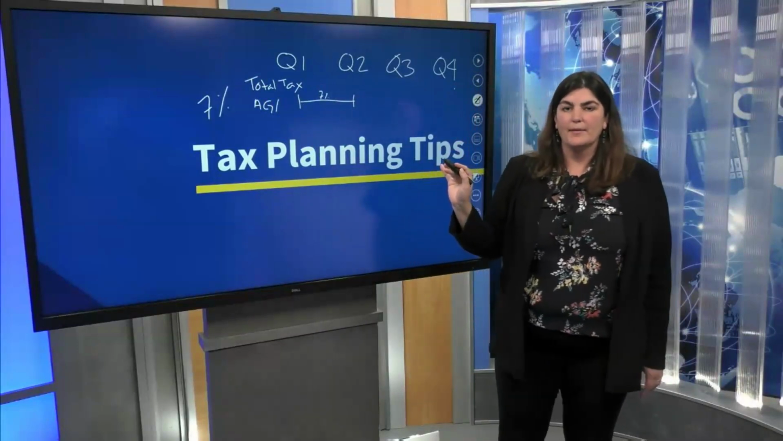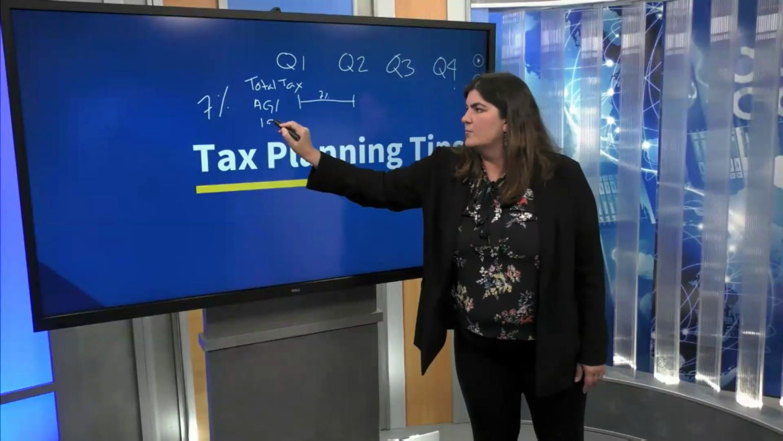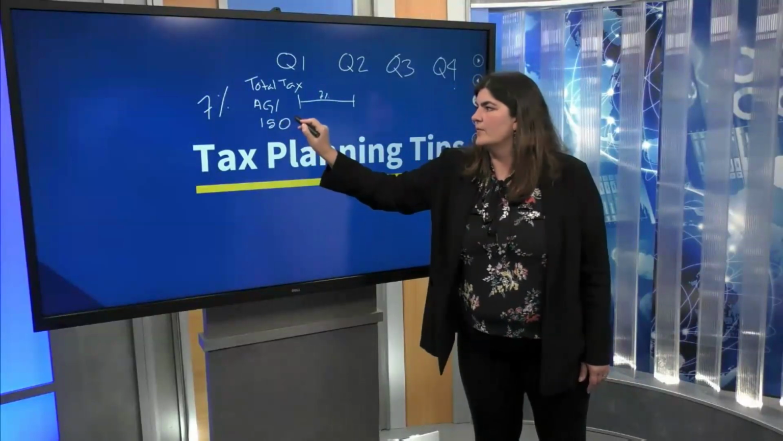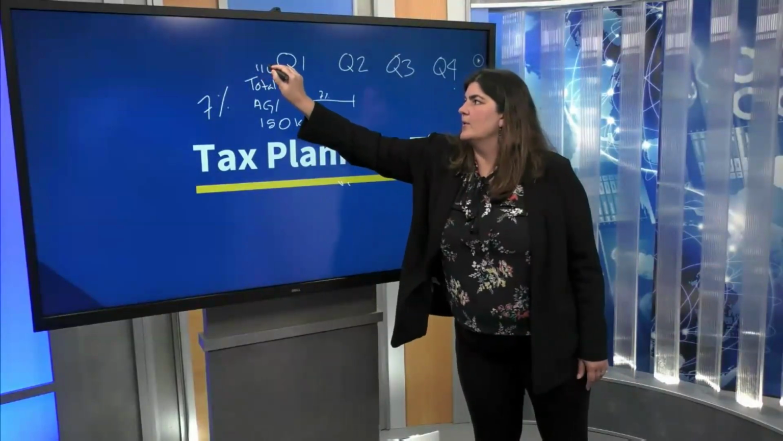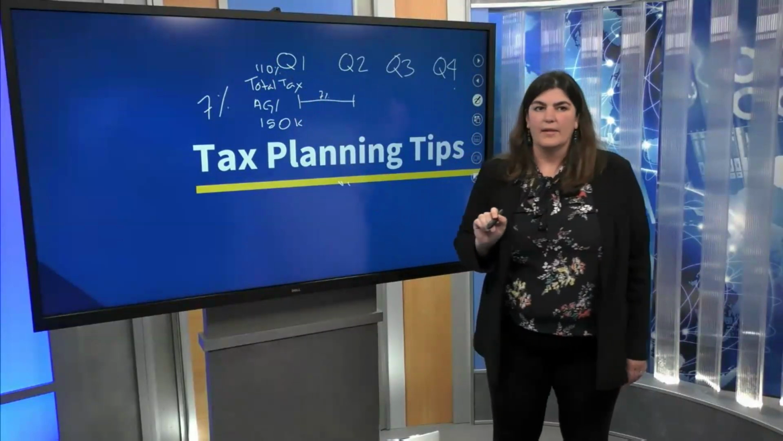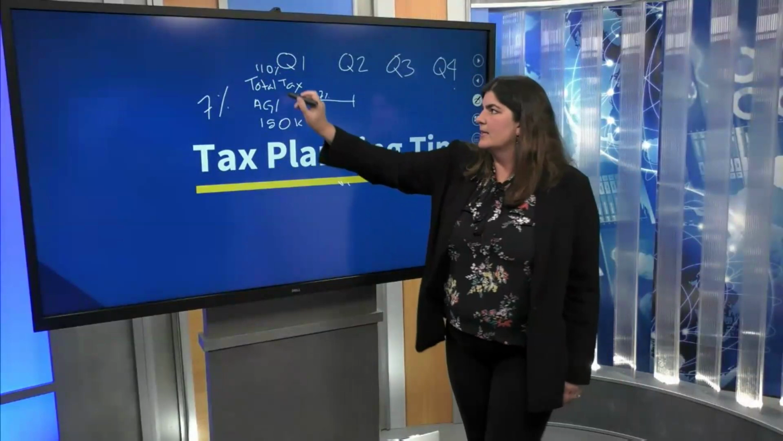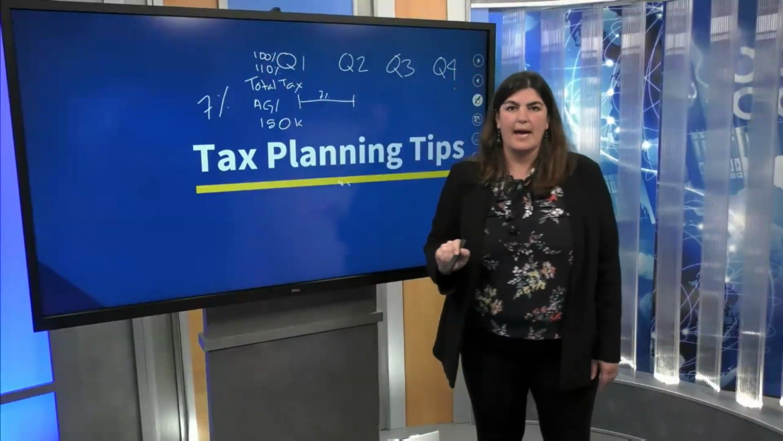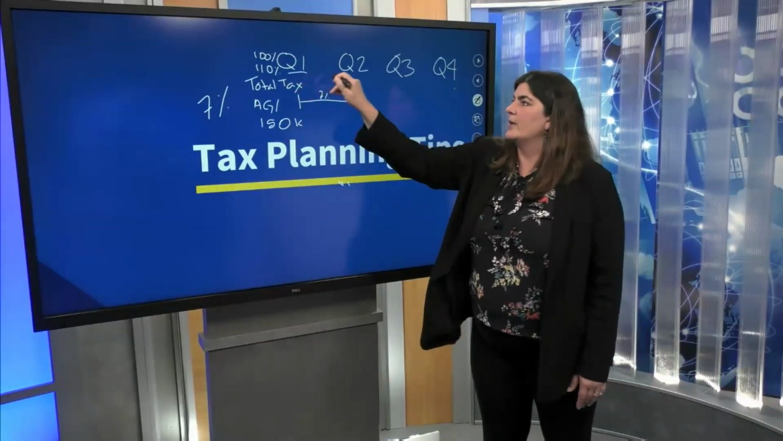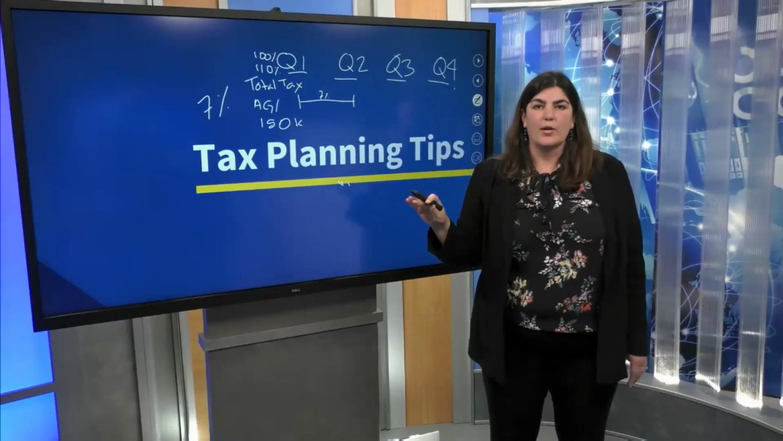For most taxpayers, other than married filing separately, if AGI is more than 150,000, then you need to pay 110% of this tax. If it's less than 150,000, then you can pay 100% of this tax. So you just take that number, divide it by 4, and pay that every quarter. That's the easiest, most straightforward way.